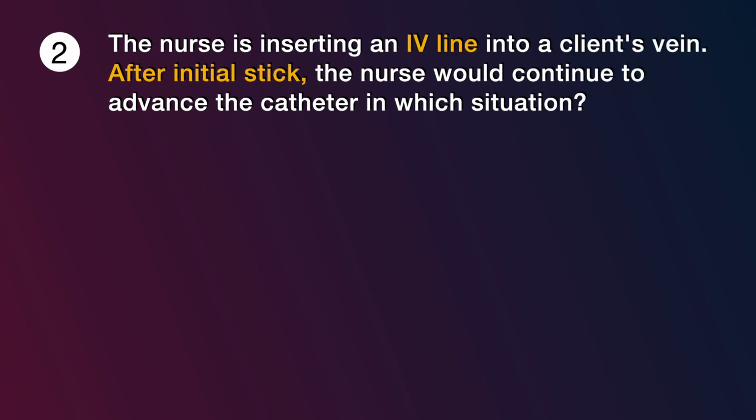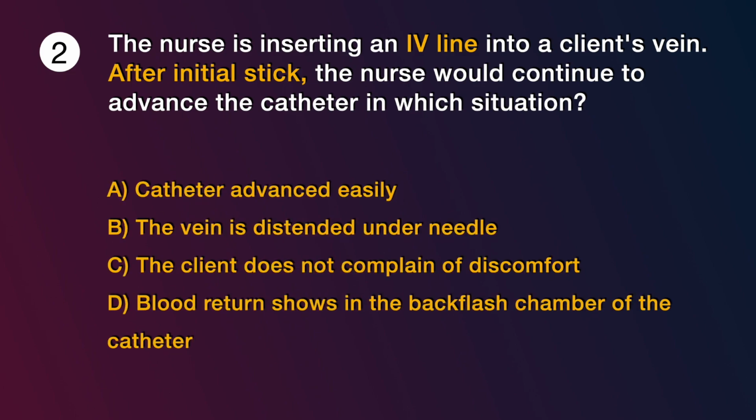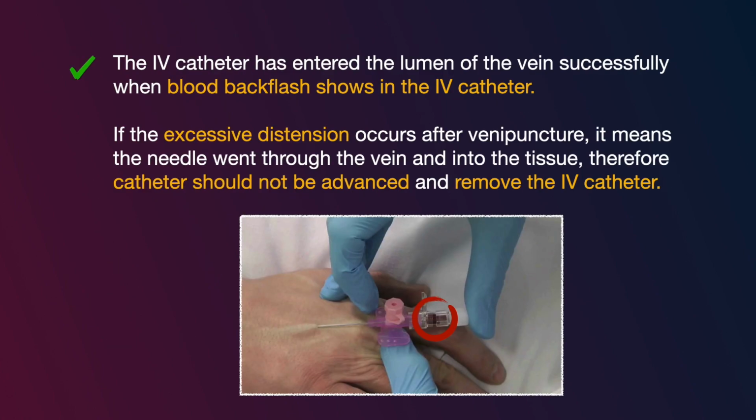Question number 2. The nurse is inserting an IV line into a client's vein. After the initial stick, the nurse would continue to advance the catheter in which situation? Options are the catheter advances easily, the vein is distended under the needle, the client does not complain of discomfort, blood return shows in the backflush chamber of the catheter. So the correct answer is D. Blood return shows in the backflush chamber of the catheter.